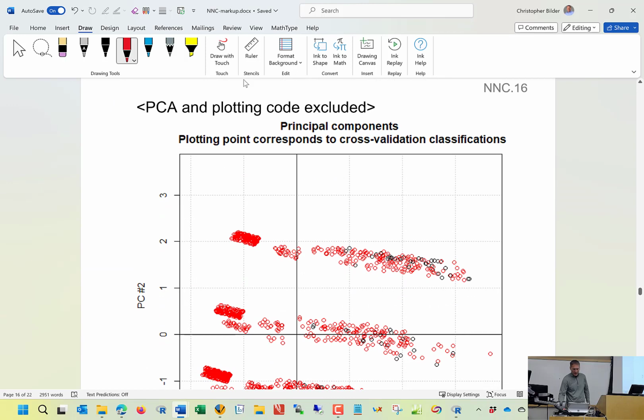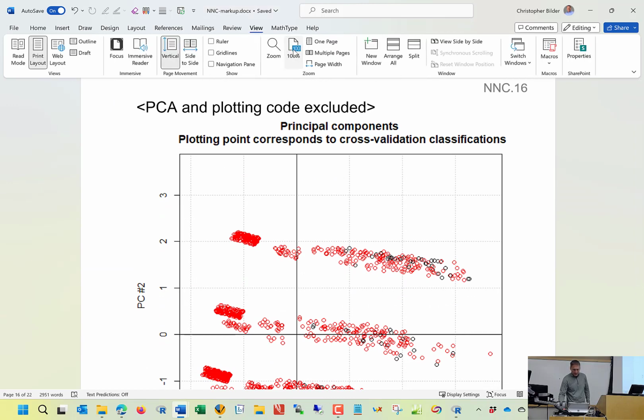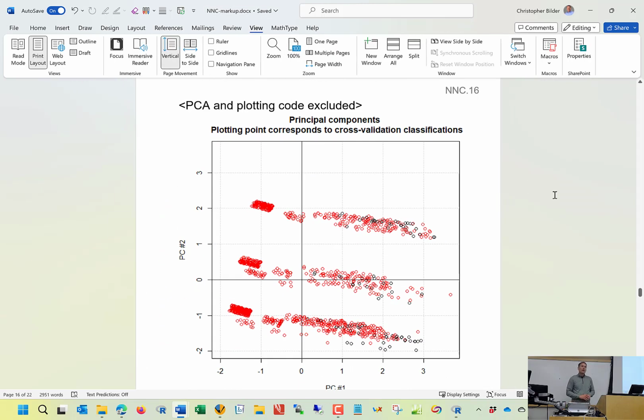And so now with that, what I want to do is look at principal component analysis. This will allow us to visualize this multi-dimensional data.